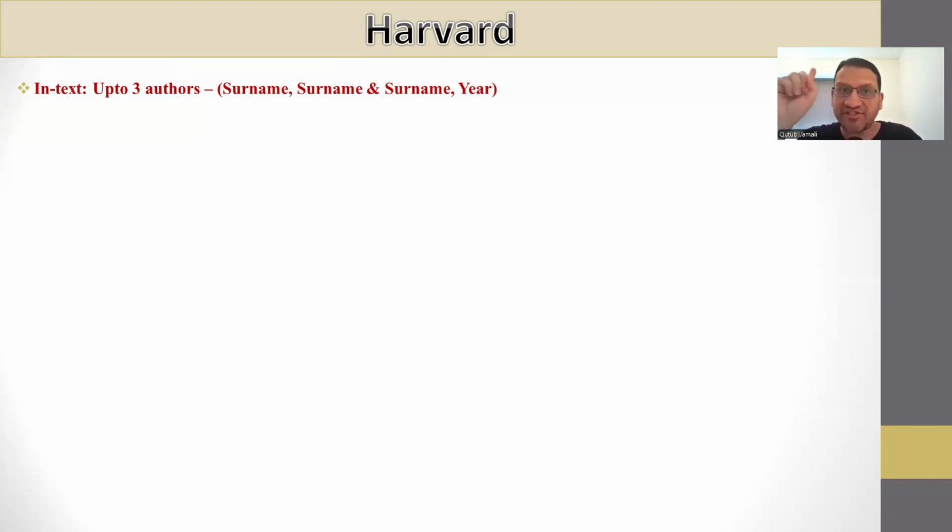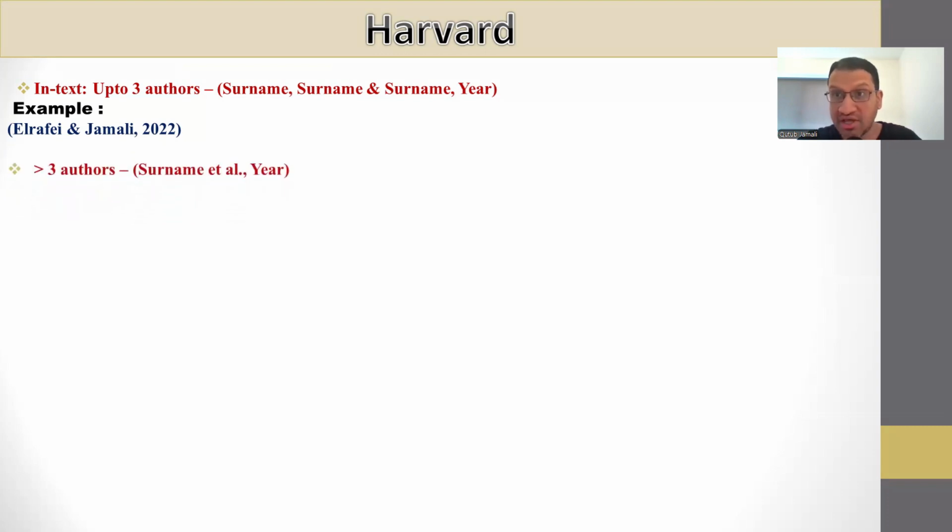So in the in-text reference for Harvard, if it is up to 3 authors, then you put the surname of each author and then the year of publication. For example, if there are two authors, then you put their surname and the year. If it is more than three authors, then it is the surname of the first author, and then you write et al. and then the year. So this is how it would look: the name of the first author, and then et al., if it is more than three authors.